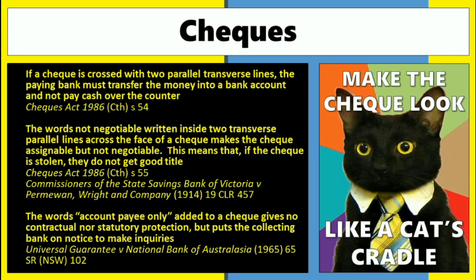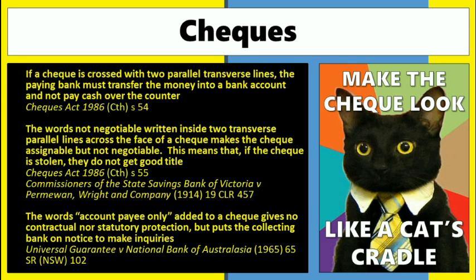The key thing to note there is that that's known as crossing. All that does is tell the bank where the check has been presented that they aren't allowed to pay cash over the counter. They have to actually go and put the money into a bank account. That's the first of these, and that's Section 54 of the Cheques Act.